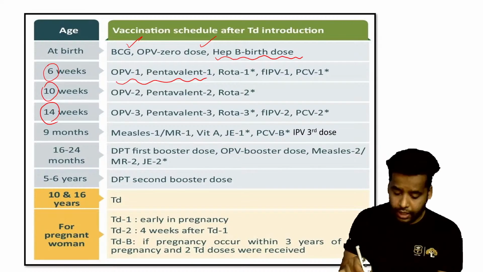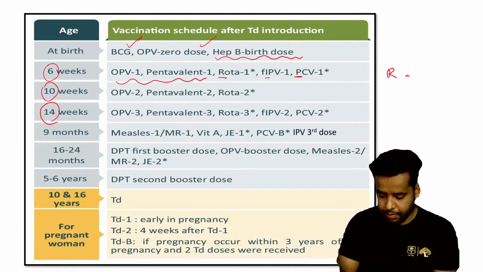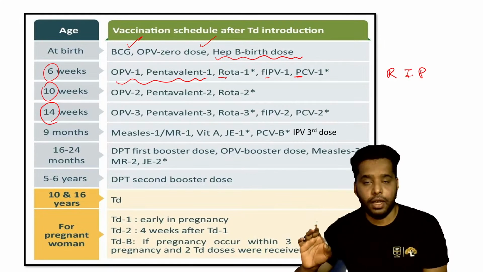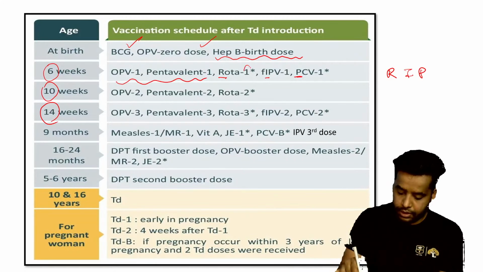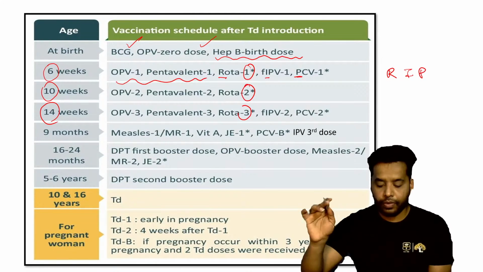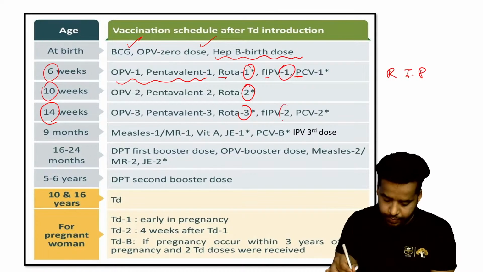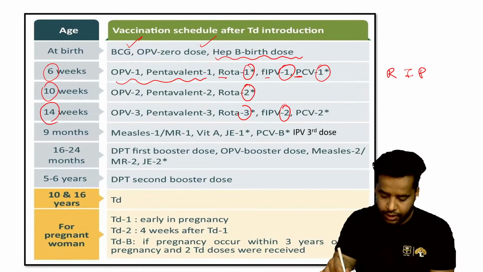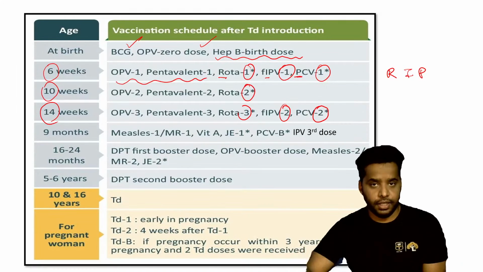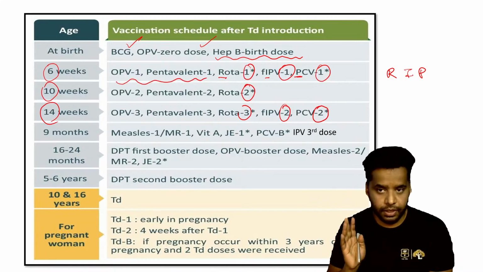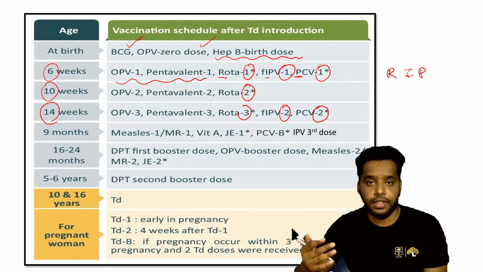Along with that, we are having rest in peace. What is rest in peace? RIP: Rota, IPV, PCV, pneumococcal conjugate vaccine. In this, Rota is 3 doses at 6, 10, 14 weeks. IPV, 2 doses at 6 and 14 weeks. And PCV, 2 doses at 6 and 14 weeks. These 3 vaccines are used only in selected states, not all the states. Remember this. Pentavalent in all the states, but these 3 vaccines, what I call rest in peace, only in selected states.